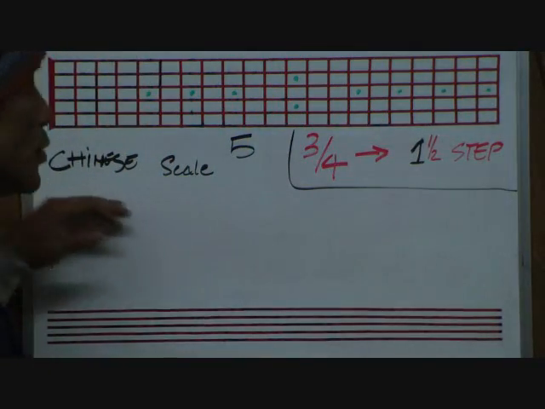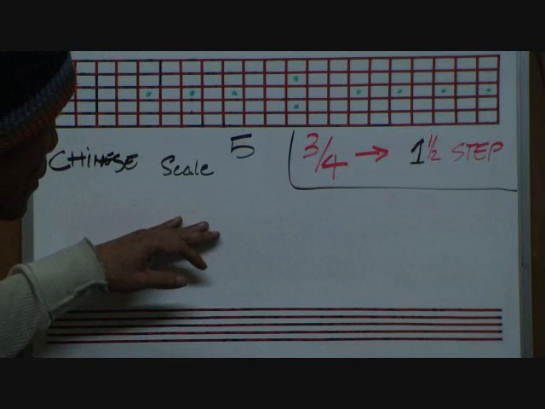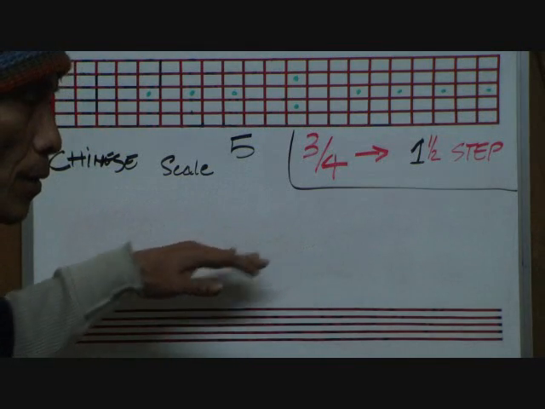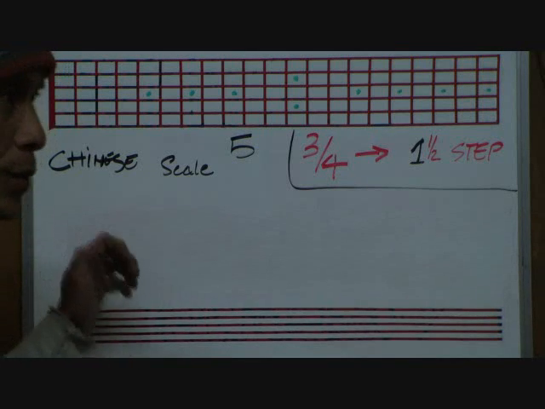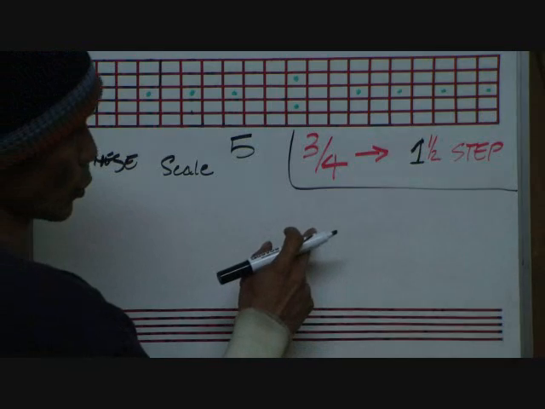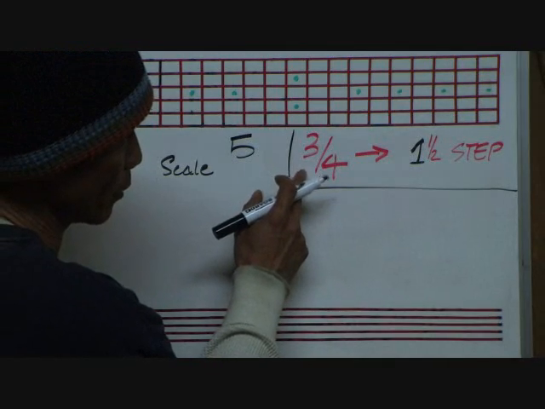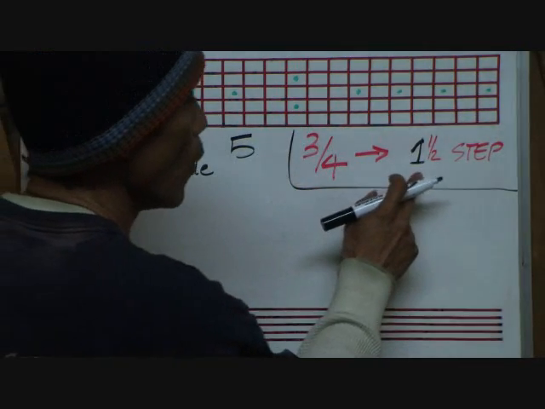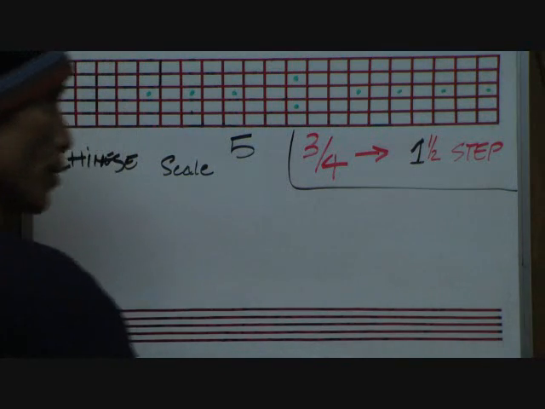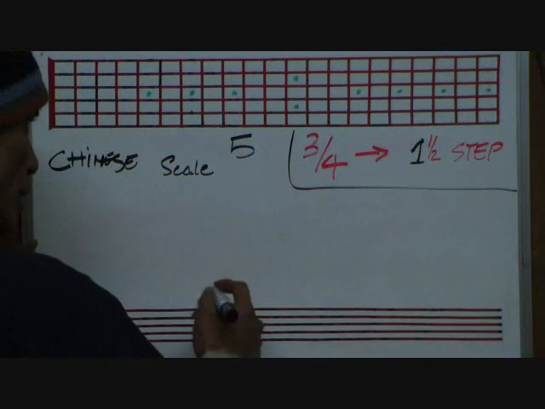Okay, we're going to talk about the Chinese scale. It's a 5-tone or 5-note scale, starting from the root. The formula is between the third and the fourth step, you need a whole and a half step apart. Okay, let's start with the C.